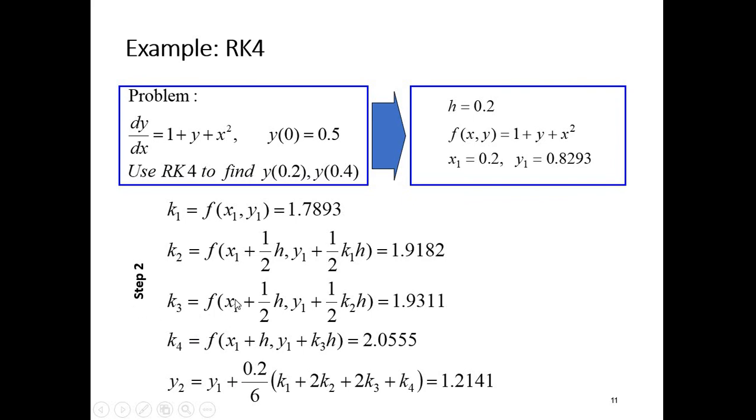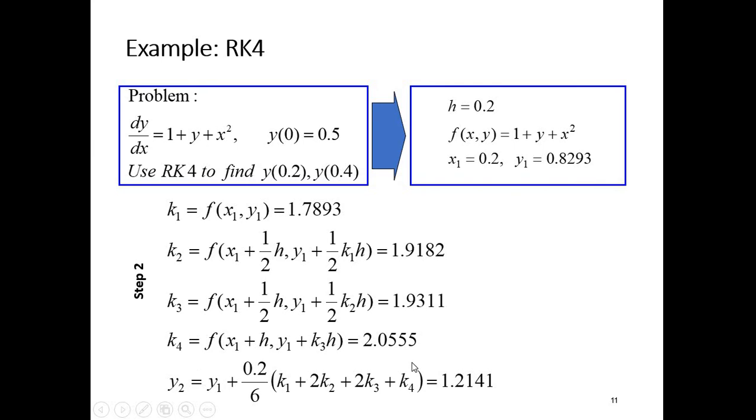Same with k3. So for k3, you've got x1 plus half of h, which all these values you know, y1 plus half k2, k2 is this one, h is 0.2. In place of x, you substitute the value that you will obtain here, and in place of y, the value that you obtain here, and then your overall value will be 1.9311. Make sure you satisfy yourself that that's the value that you are going to get.